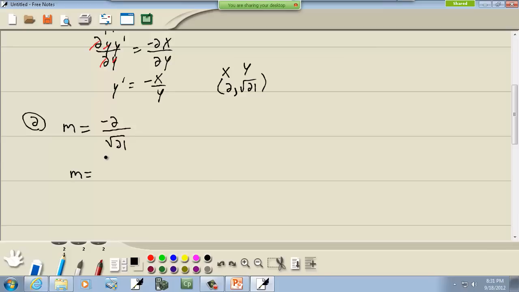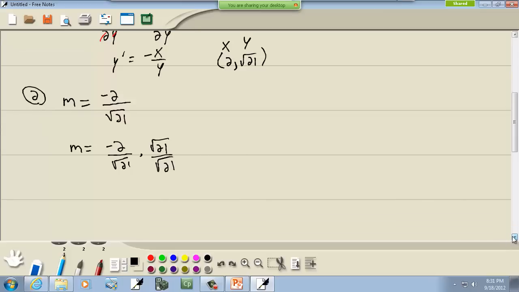Well, we don't want a square root downstairs, so we'll multiply top and bottom by the square root of 21. Like this. Now when you do that, that gives us negative 2 square root of 21, and square root of 21 times square root of 21 is 21.